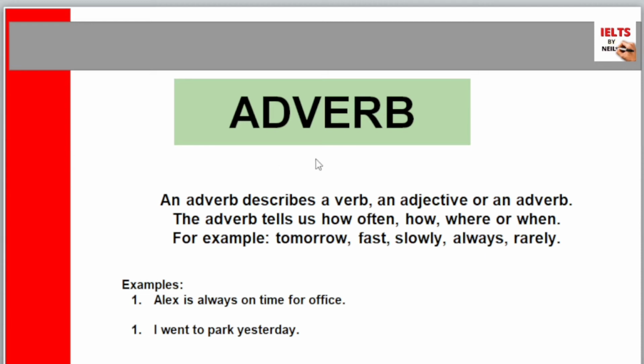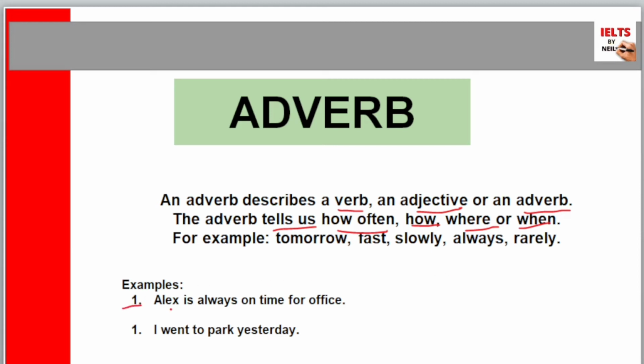Moving ahead, next one is adverb. An adverb is a word that describes a verb, an adjective, or another adverb. Basically, an adverb tells us how often, how, where, when, how much. So all these words which tell us when it's done, where it's done, how much is done, they all are called adverbs. Let's look at the sample sentences.